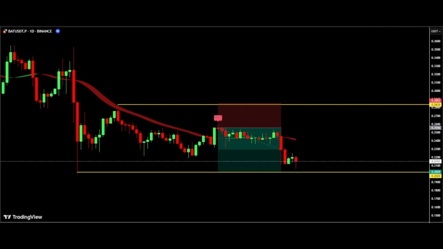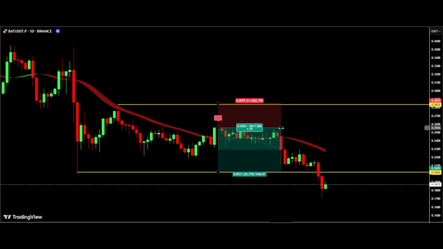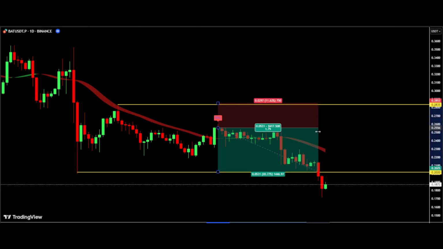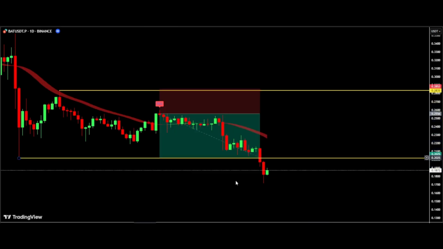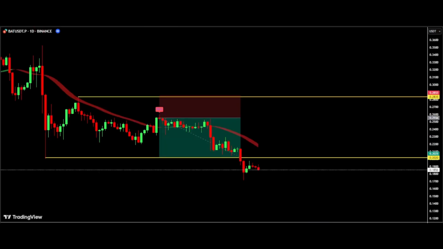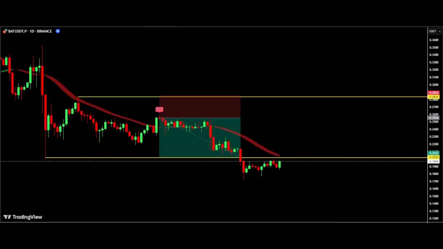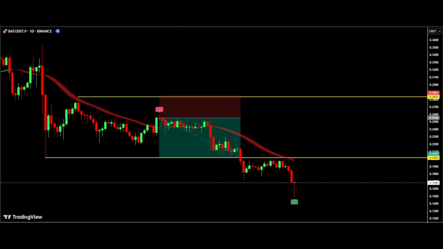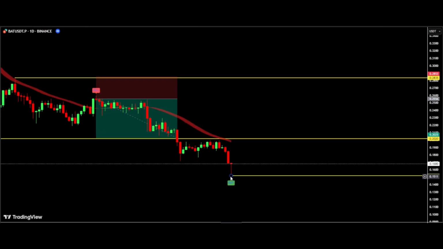On the screen, you can see a sell signal from our indicator. When this happens, we open a short position. However, it's important to pay attention to the support and resistance levels. We place the short entry here, set the stop loss just above the resistance level, and the take profit at the nearest support level.